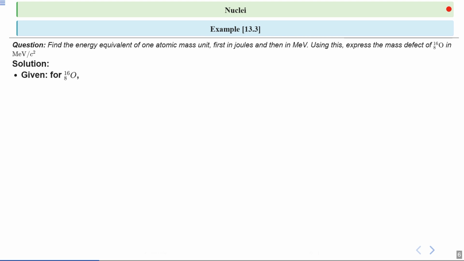So what is given? For the oxygen-16 atom, atomic number Z equals 8 and mass number A equals 16. Here we are given the speed of light c, which is 2.9979248 times 10 to the power 8 meter per second.